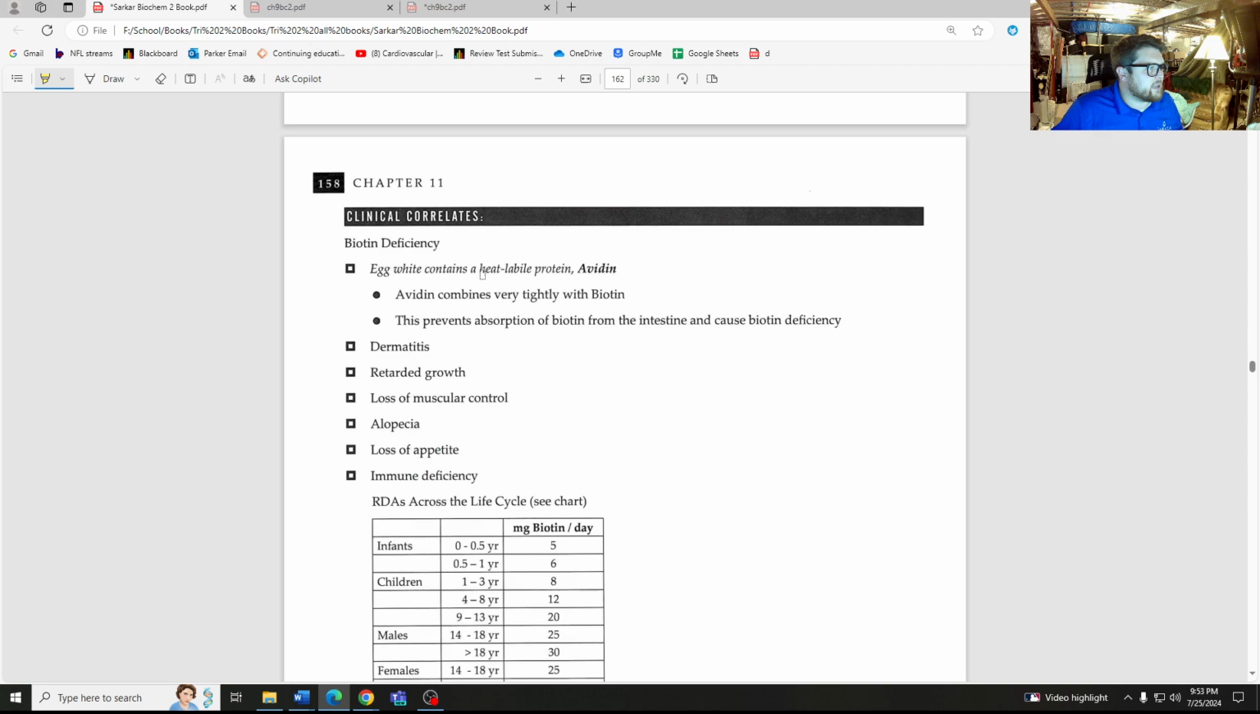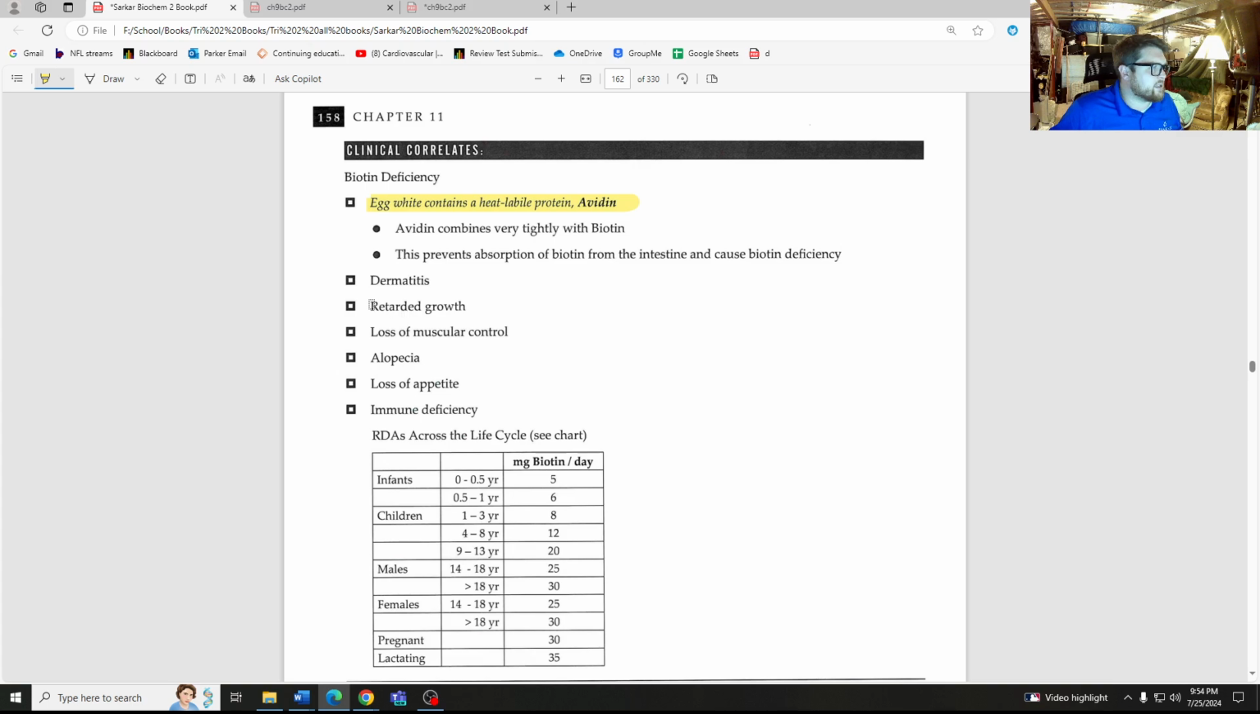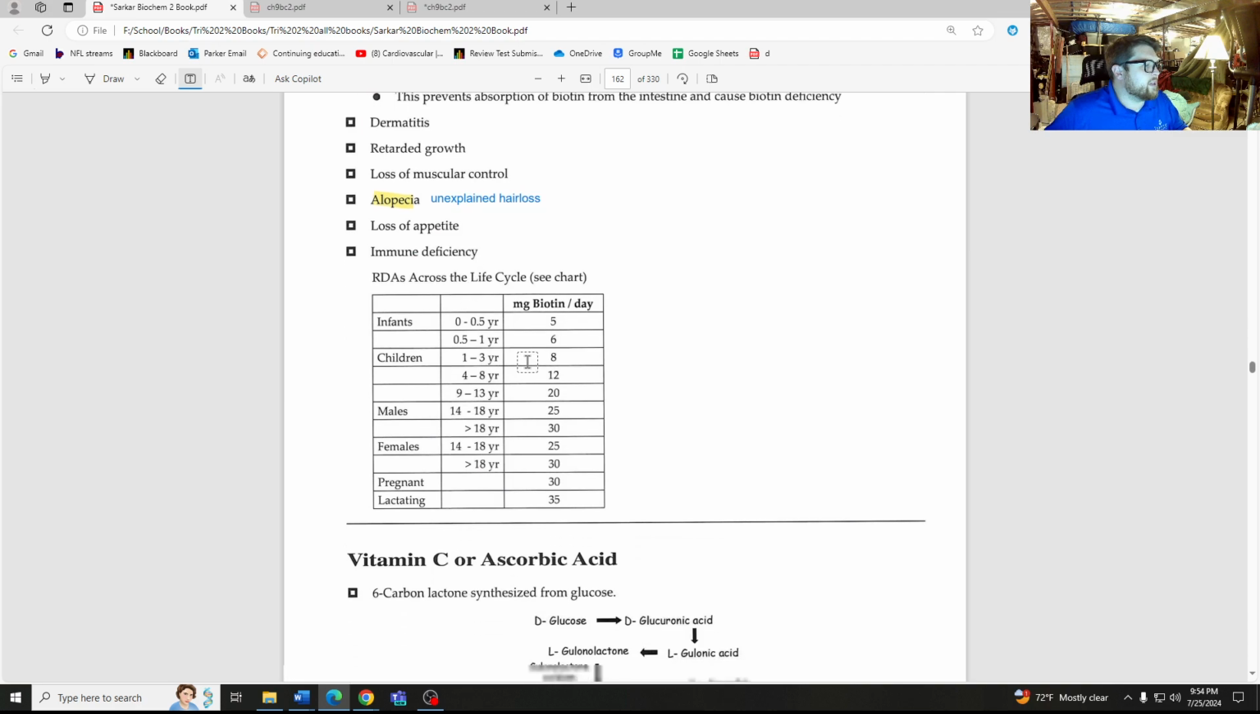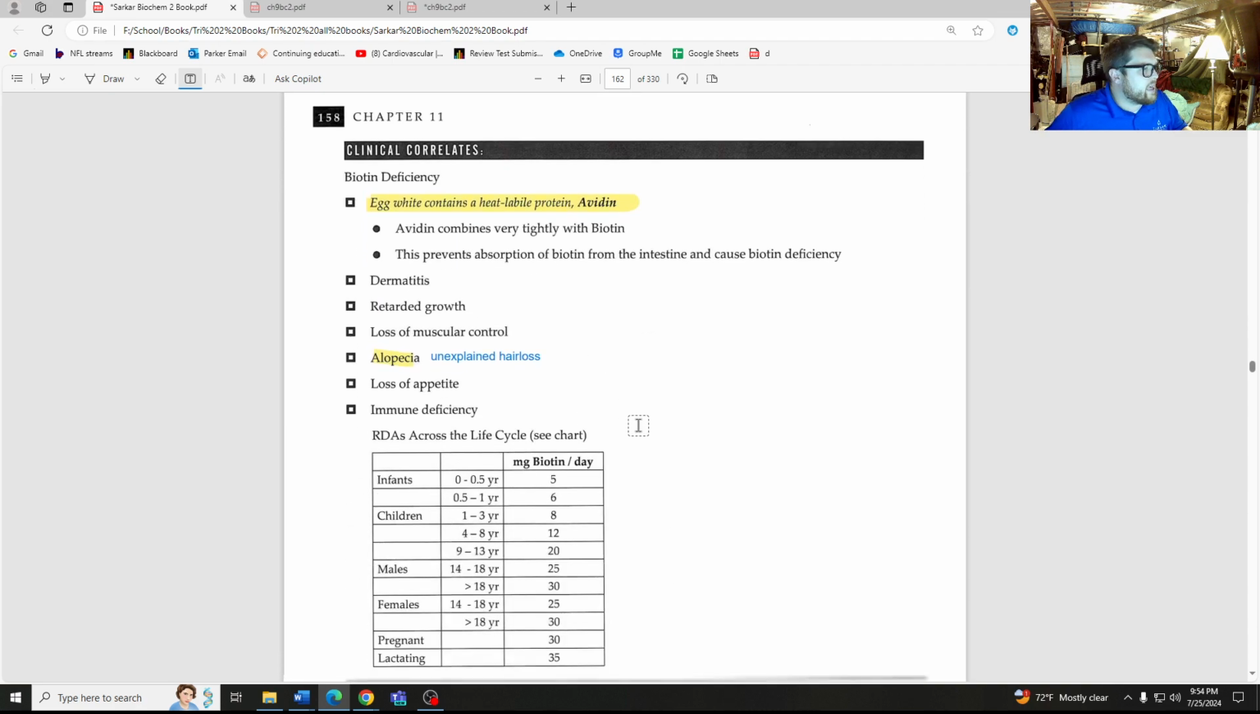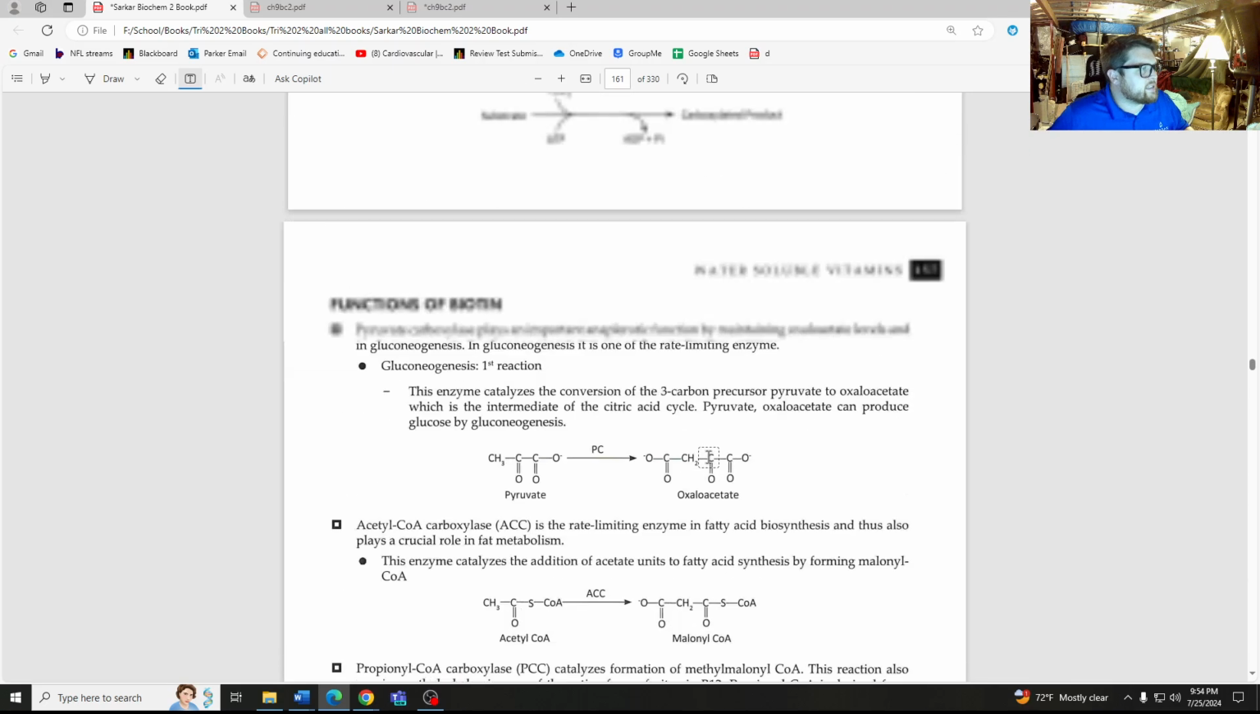The egg white contains a heat-labile protein, avidin, that combines very tightly with biotin and prevents absorption of biotin from the intestines and causes biotin deficiency. This very often is a question. You can also get dermatitis, retarded growth, loss of muscle control, alopecia, aka hair loss, specifically unexplained hair loss, loss of appetite, and immune deficiency. Okay, that is vitamin B7.